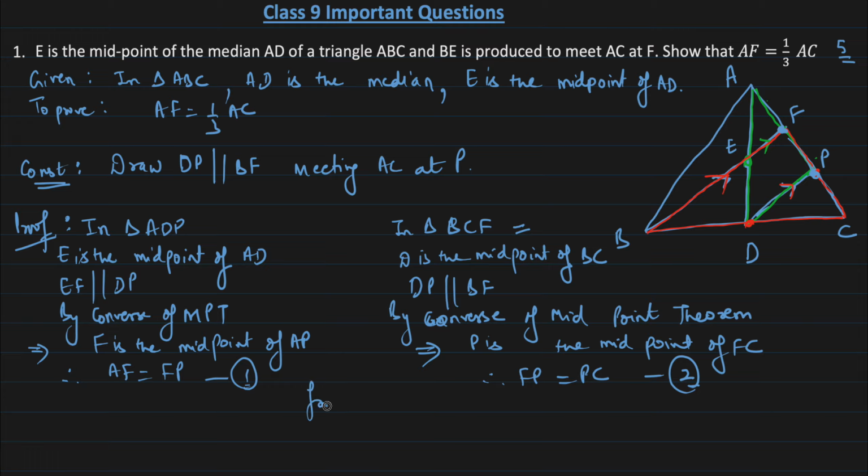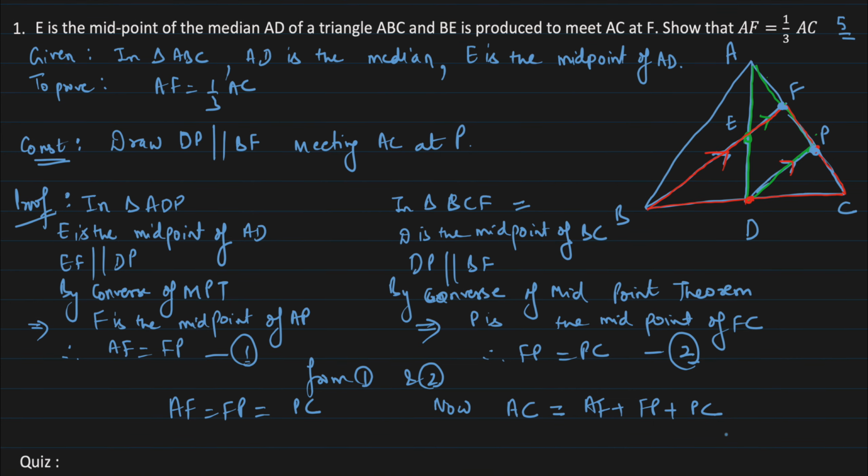So from 1 and 2, what do we have? AF equals FP equals PC. Now, what is AF? AF is equal to all of them. But what is AC now? AF plus FP plus PC. And all these 3 parts are equal. So can I just say it is only 3AF? So AC equals 3AF. From this you can say that AF is 1 by 3 of AC. This is the way we prove it, students. I hope it's clear.